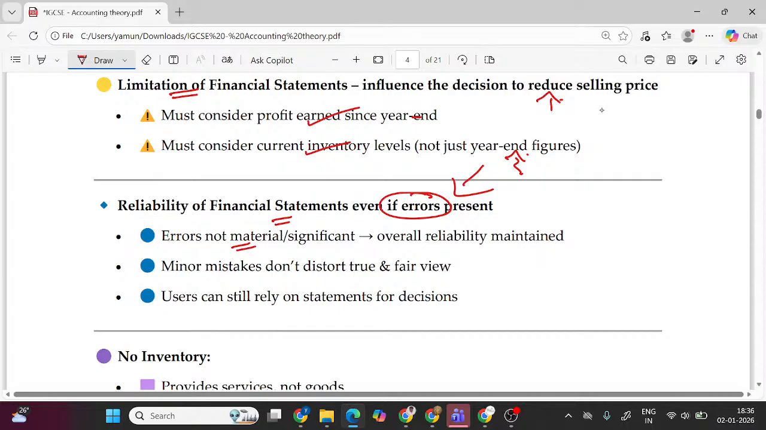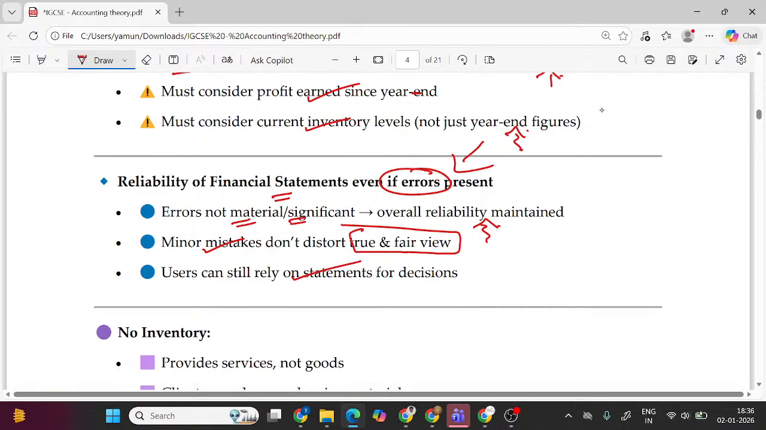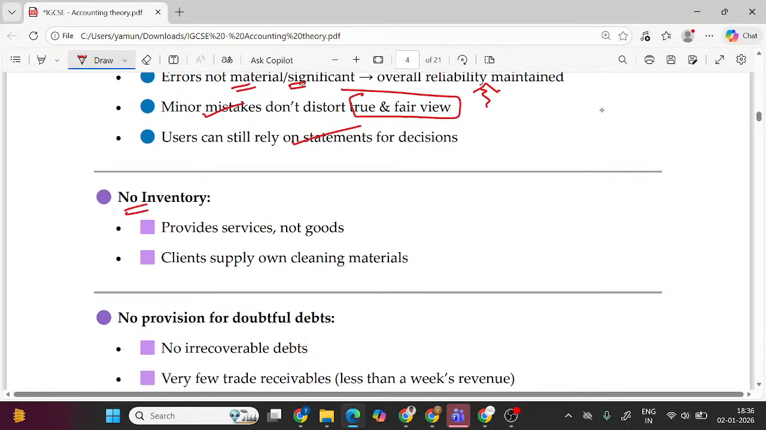Errors which are not material or significant, overall reliability is maintained, and sometimes a minor mistake will not have a big impact on the true and fair view of the balance sheet. Okay? Users can still rely on statements for decisions. No inventory, probably provide service but not goods. So you're not holding inventory, right? Client supply own cleaning materials. Yes, obviously that also happens.